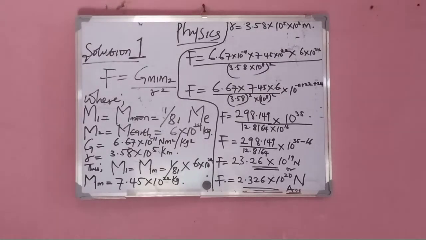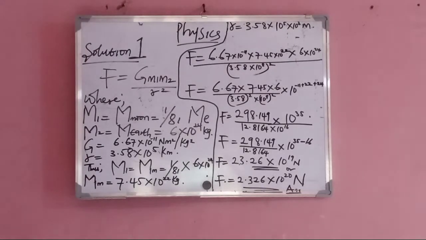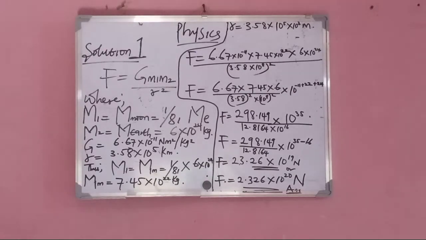They gave us the radius of the moon's orbit as 3.58 times 10 raised to power 5 kilometer, and the mass of the earth is equal to 6 times 10 raised to power 24 kilogram. Now remember what they ask us to find. We should find the gravitational force. That means all the parameters are given.